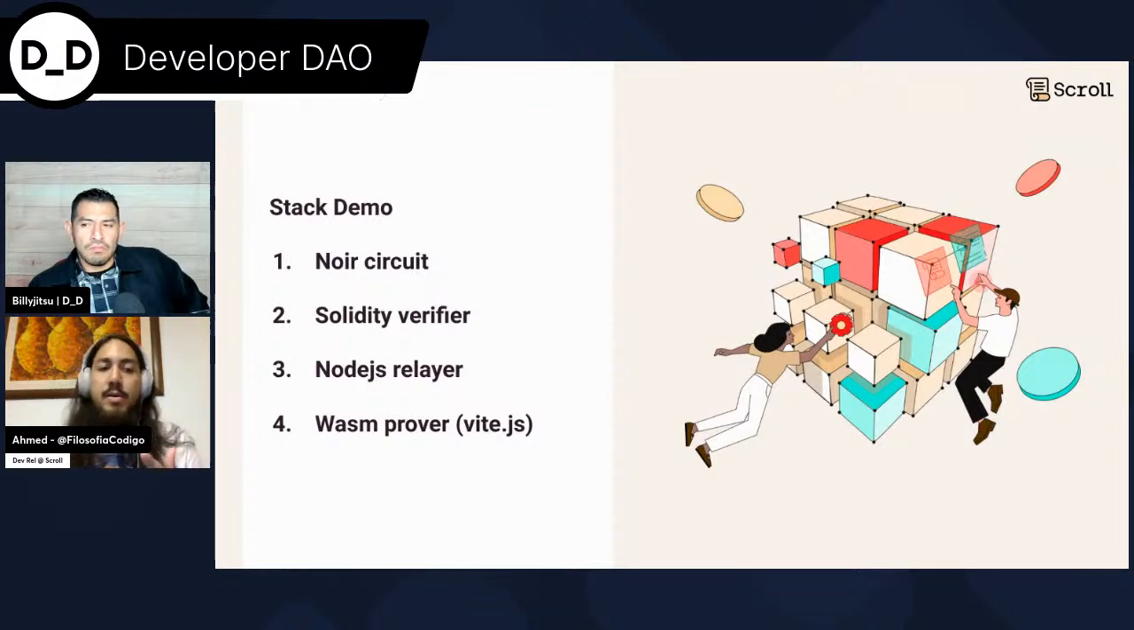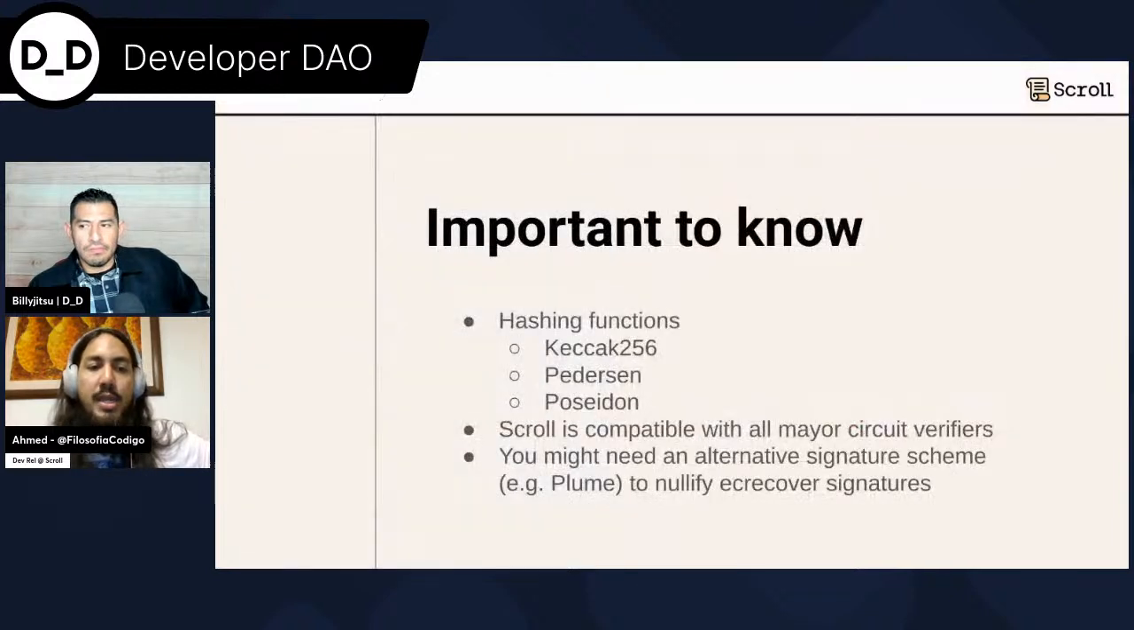Some are optional, like the relayer. You can do ZK apps without a relayer if you're not anonymizing the user. So yeah, that's what you usually need to know.